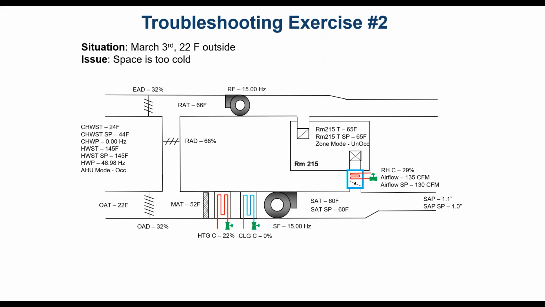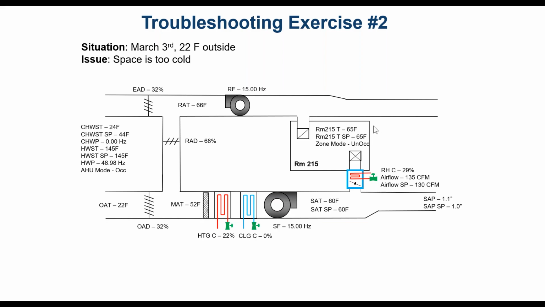Okay, welcome back. Let's work our way through it. Step 1, prerequisite. Know the sequence of operation. Done. Step 2, validate the complaint or observation on the BAS. So the space is too cold. So the complaint is the temperature in room 215 is too cold. Well, it looks like it's at 65 degrees. I agree. I cannot work too well at 65 degrees.